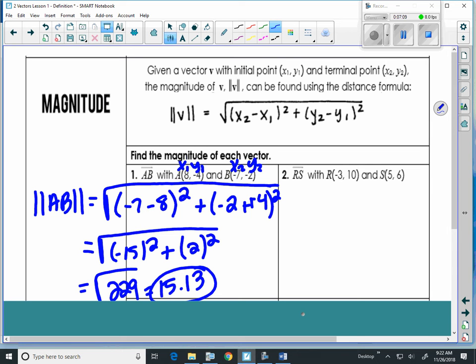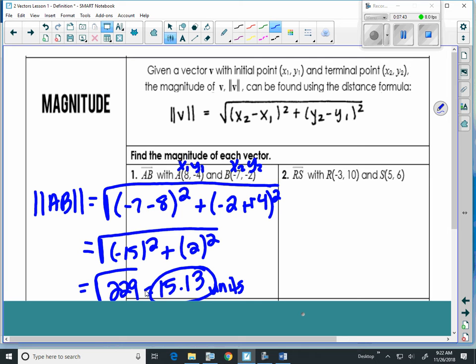Now, we don't know what kind of units this is. We don't have a word problem here. So basically what you just found is if we were to draw vector AB, it would be 15.13 units. Maybe that's feet, maybe that's miles, meters, I don't know what it is. Okay, but we'll just put units there for now. Okay. So this is the length or magnitude or size of that. Questions for me on that?